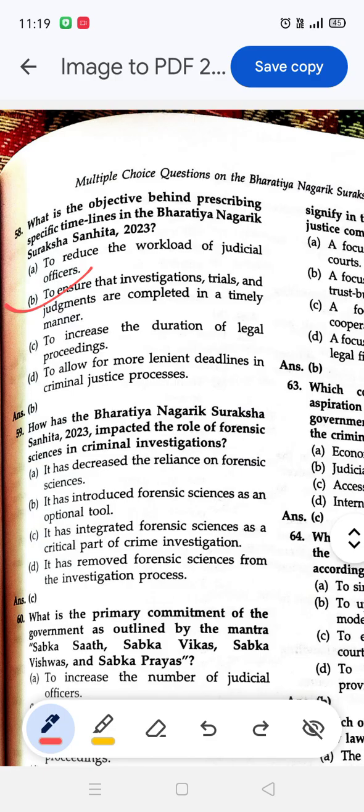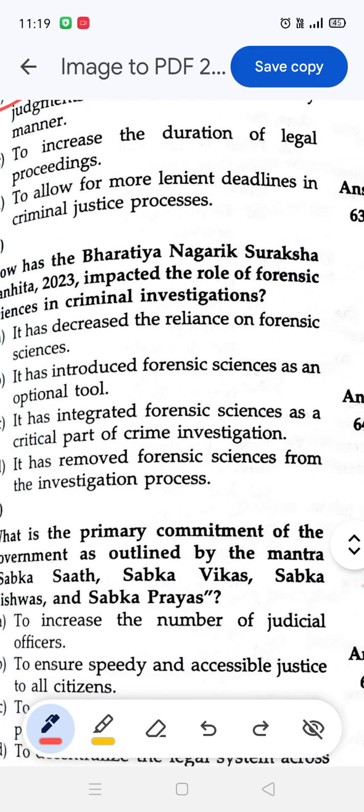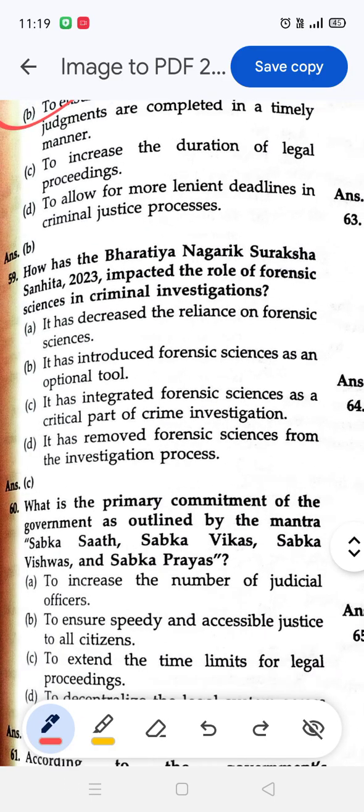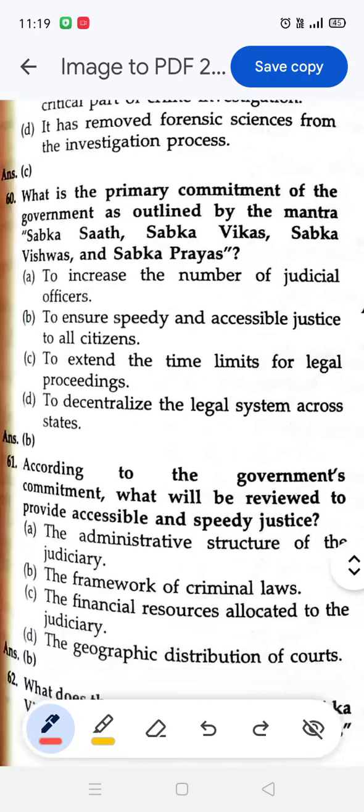59. How has the Bharatiya Nagrik Suraksha Sanhita impacted the role of forensic sciences in criminal investigations? It has integrated forensic sciences as a critical part of crime investigation.